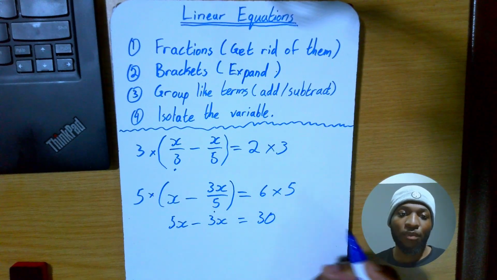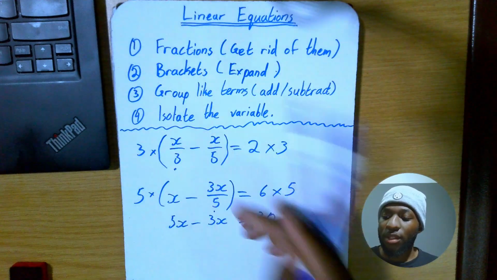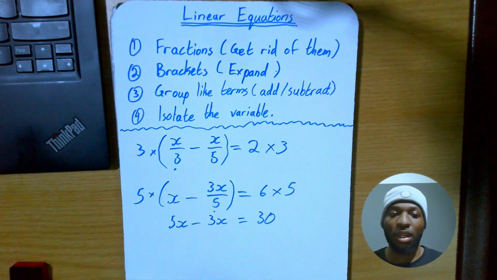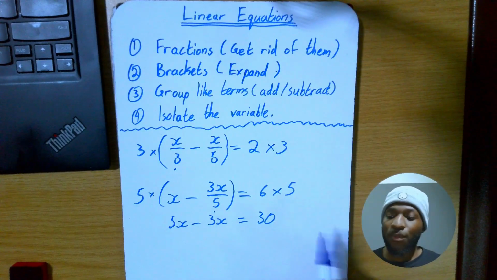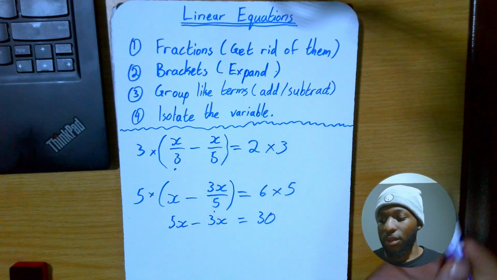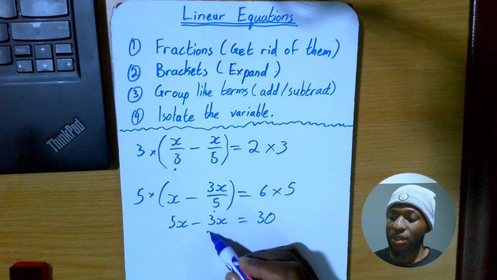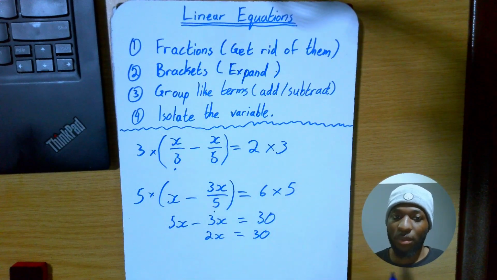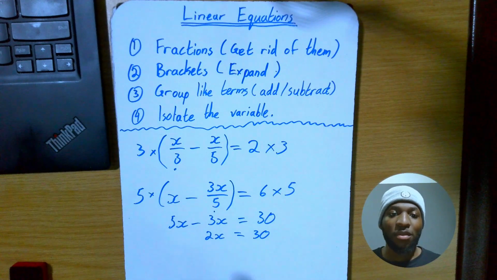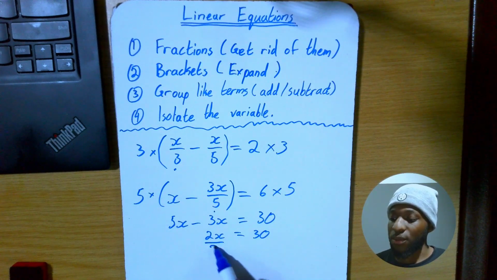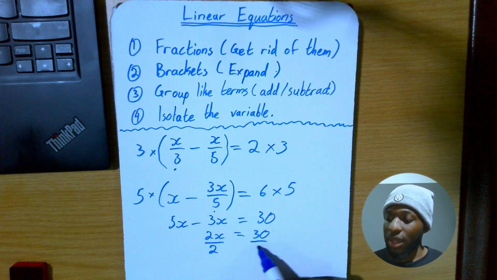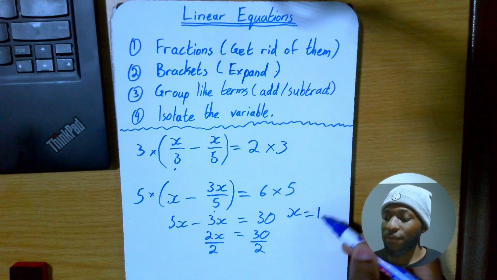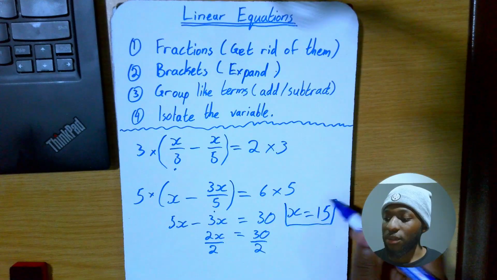Now the next thing is to look for brackets, which we do not have. Then we group the like terms, and the terms are already grouped together, next to each other. The next thing would be to add or subtract. So 5x minus 3x is 2x equals 30. Then we isolate the variable. We remove the number that's disturbing x, and in this case it's 2. So we divide this side and that side by 2. x equals 15, and this is your answer.